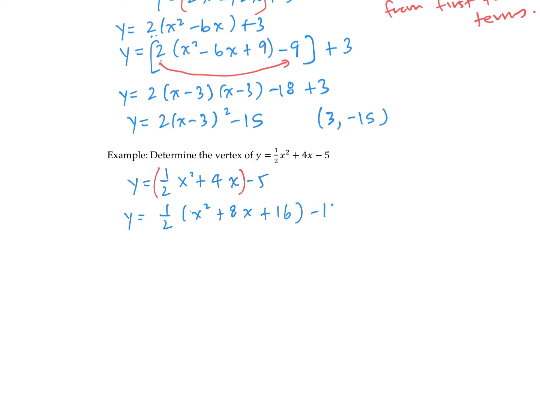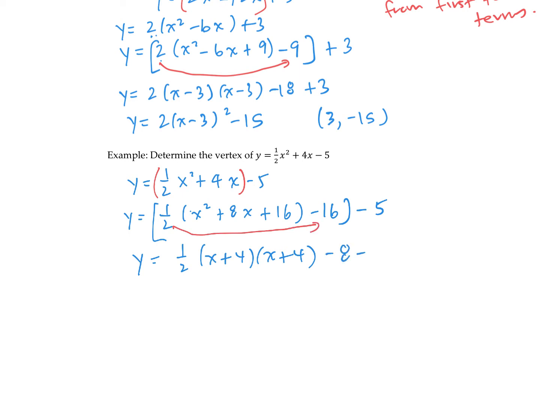And then I'm going to add minus 16 so I don't change the equation. So I'm going to get my x plus 4 twice, which is what I want. I'm going to multiply this half by the minus 16. So it's minus 8. And then I'm going to write this out squared because I have 2 of them, and then minus 13. So there's my vertex.